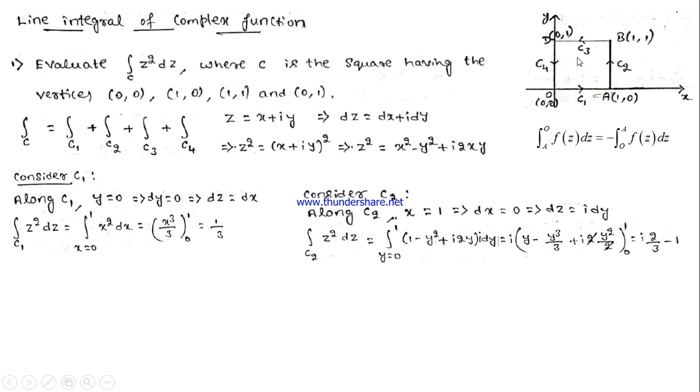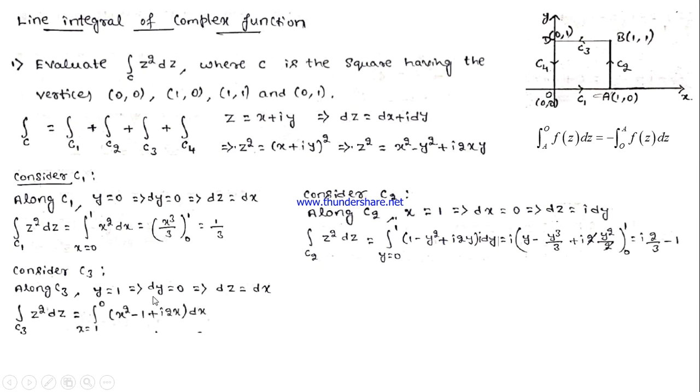Along this line you can note the value of y is constant, that is 1. So I should take y is equal to 1 in it, and dy becomes 0. So my dz is once again dx. If I substitute everything back in this expression, x square, y is 1, so it is plus i x. You are integrating with respect to x, and the variation of x here is from 1 to 0. Integrate that and substitute the limits. Your answer is 2 by 3 minus i.